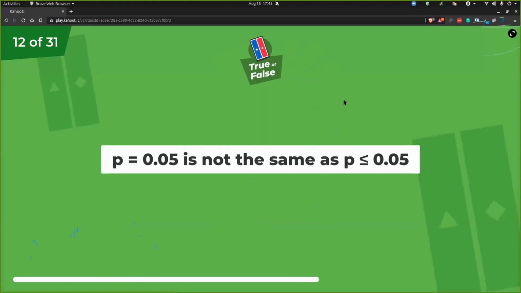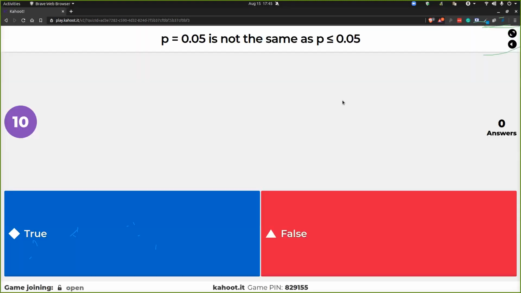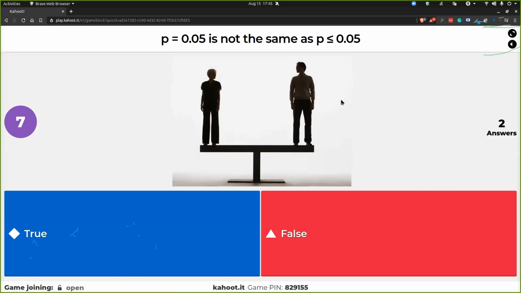Now, p equal to 0.005 is not the same as p less than or equal to 0.005. This is a tricky question.